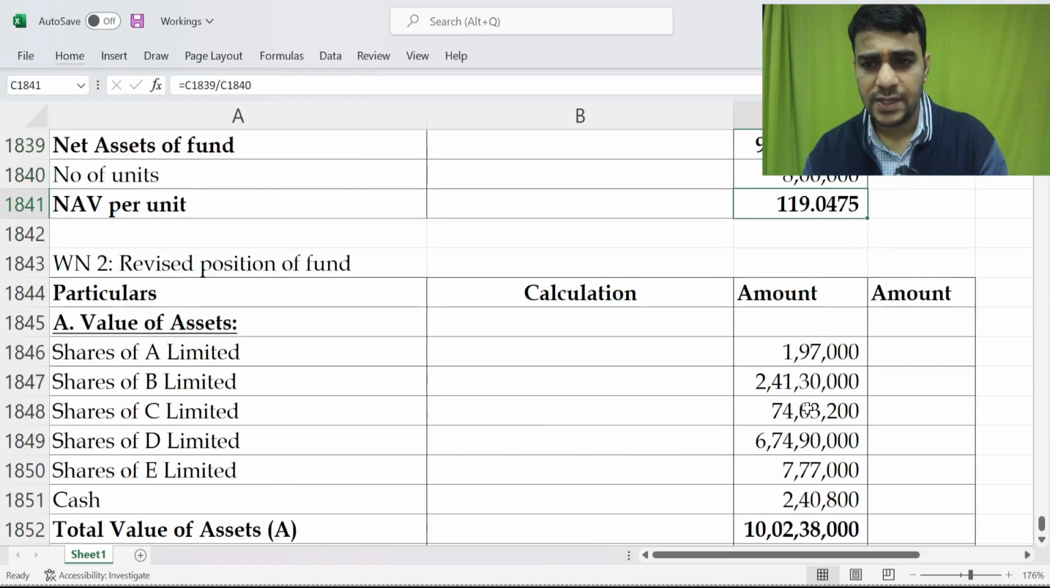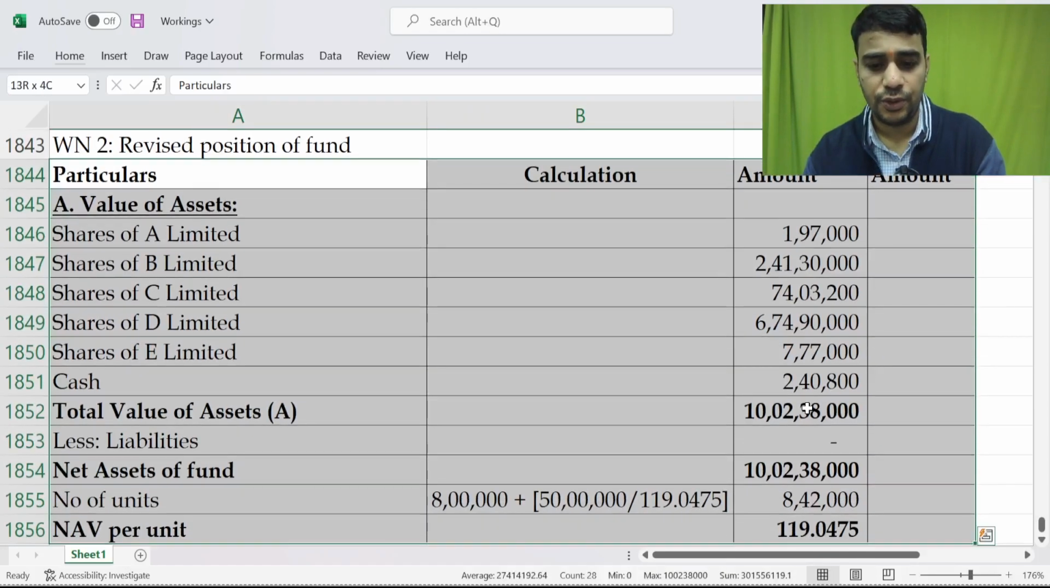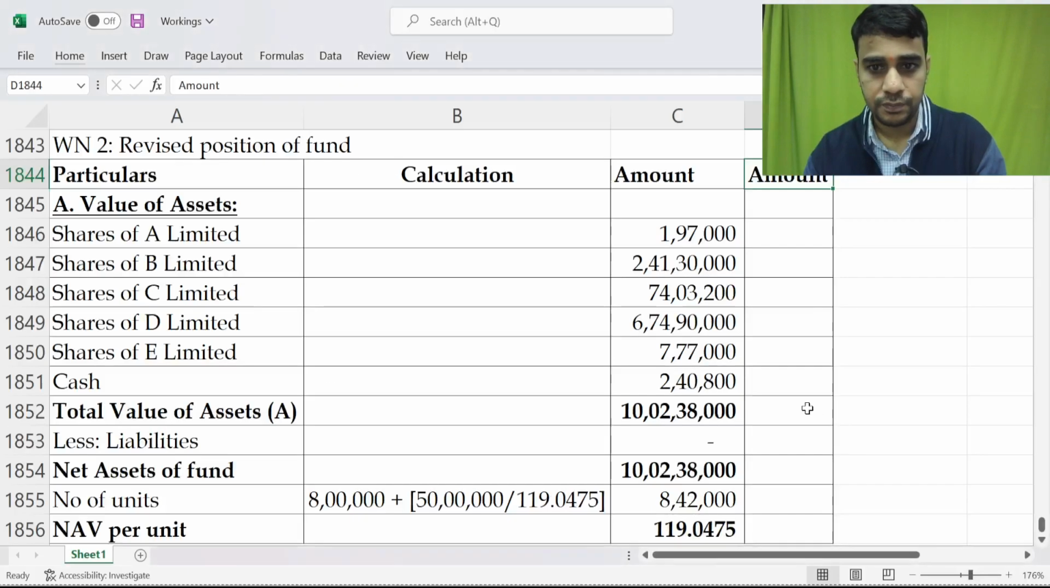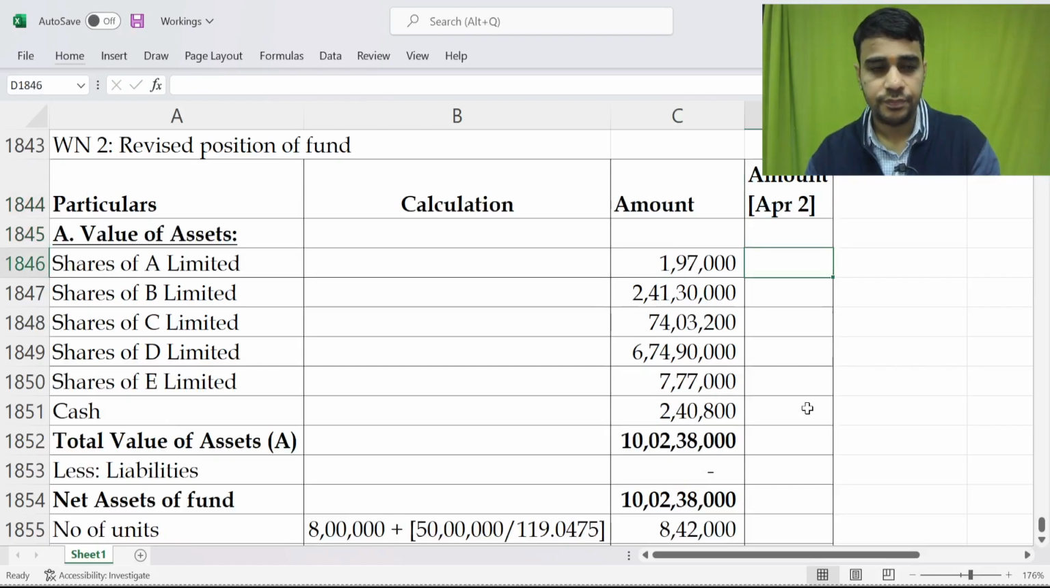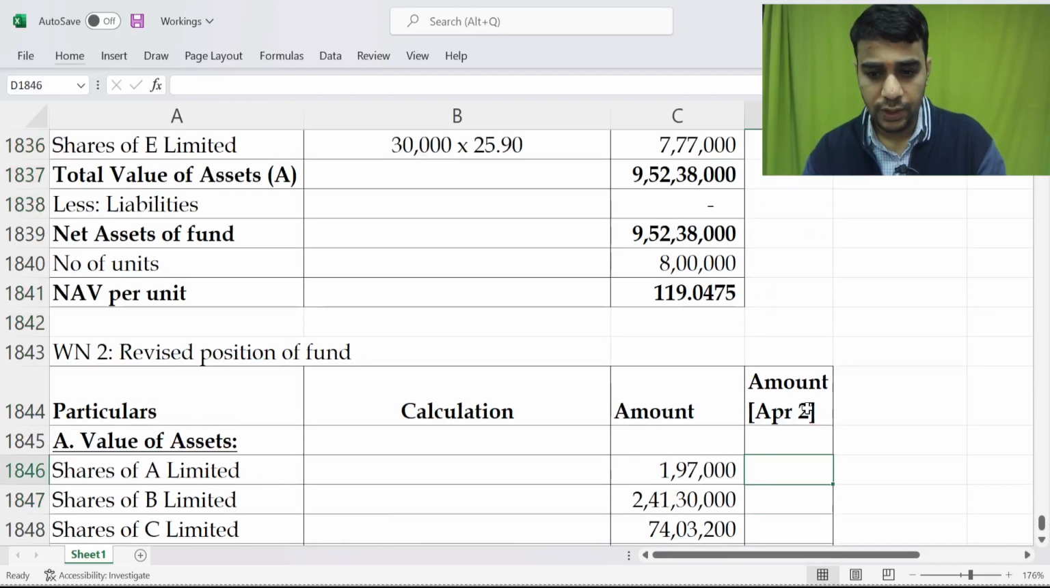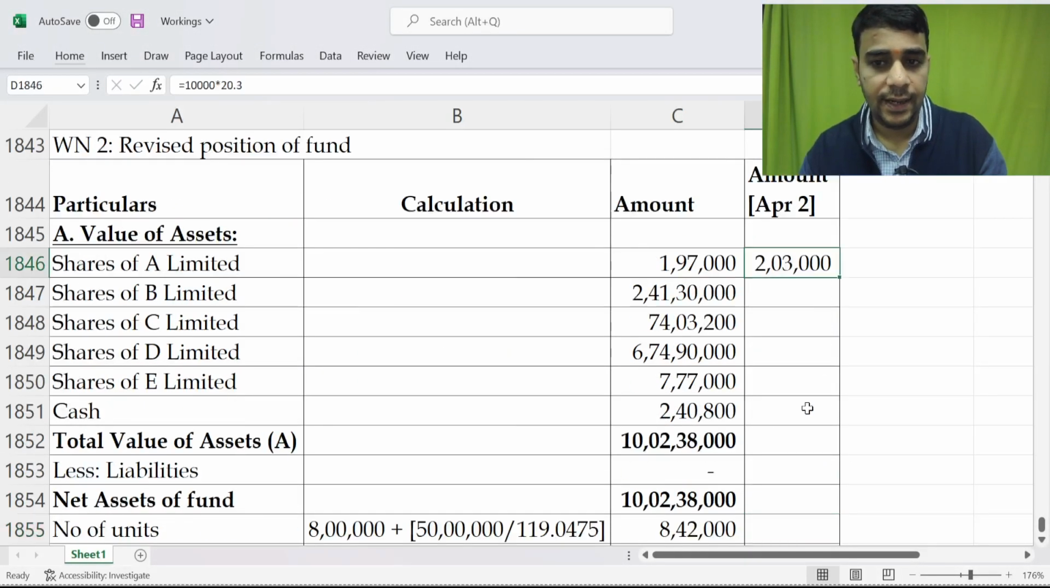Okay, there is a revised amount column which I told you to calculate. I have this amount in bracket, you can write April 2. I'm calculating the NAV of April 2 using this amount in bracket April 2. Any doubts on the original calculation? Okay, April 2: 10,000 into the price will change. What is the share price of A Limited? This can change my final NAV.